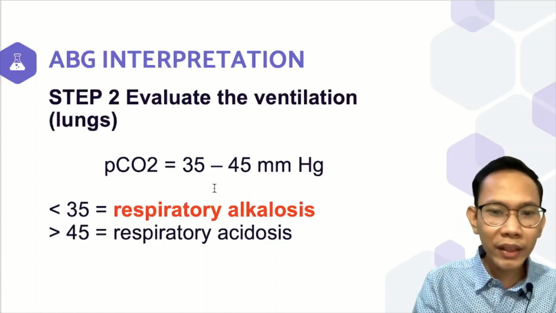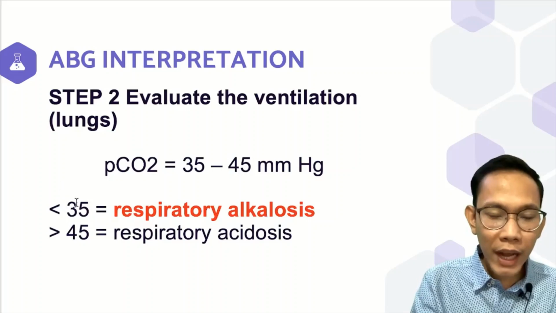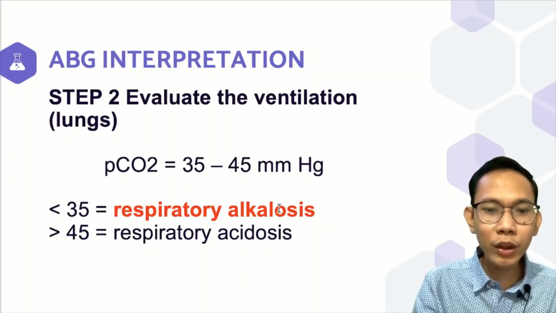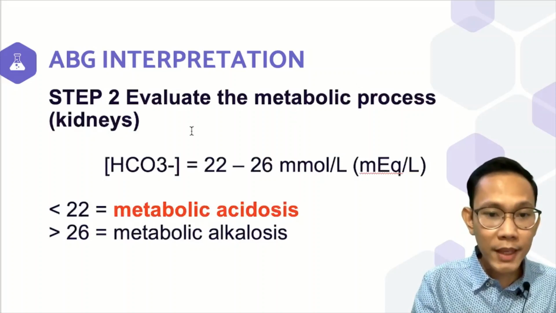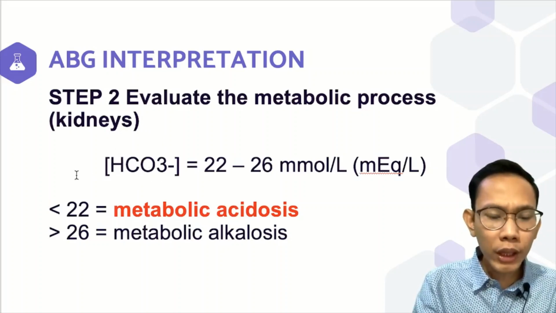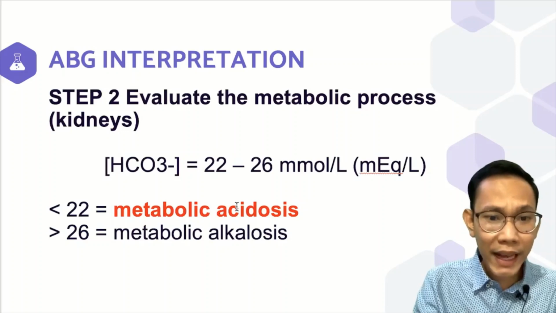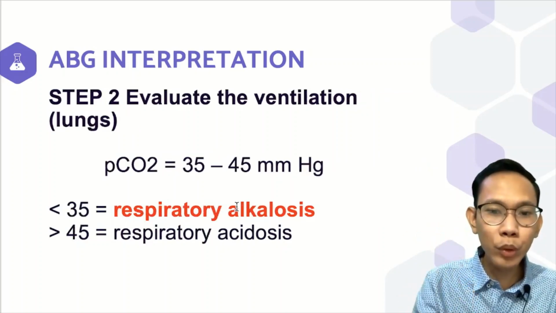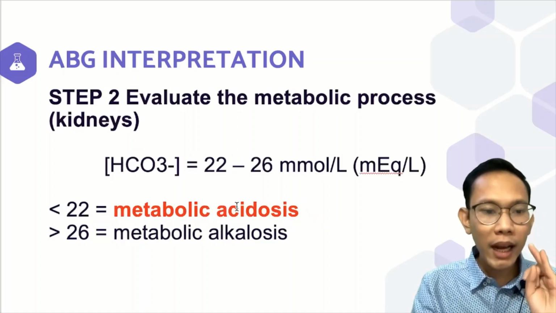Step 2, evaluate the ventilation. Check the PCO2 of our patient. Ang PCO2 ng ating patient is 28. So therefore, below 35, less than 35, that's gonna be respiratory alkalosis. Step 2 pa rin, evaluate the metabolic process. Ano yung bicarbonate level sa ating patient? It's gonna be 14. Yung 14 is less than, pag less than 22, that's gonna be metabolic acidosis. So therefore, again, na-identify na natin, no, yung dalawang main problem sa step 2. Sa patient natin, may respiratory alkalosis and may metabolic acidosis, right?